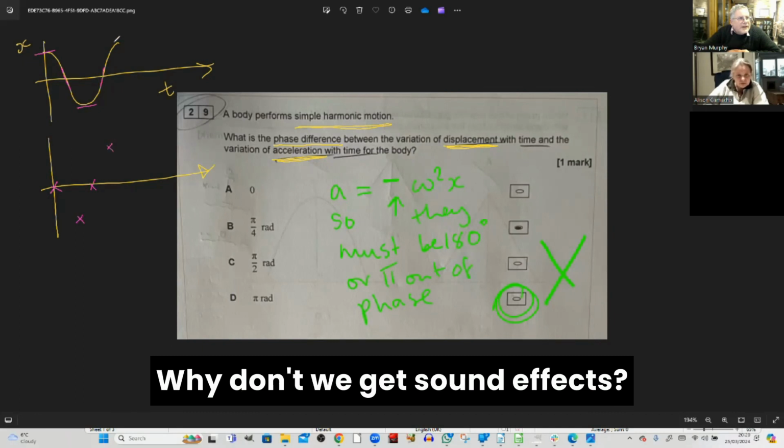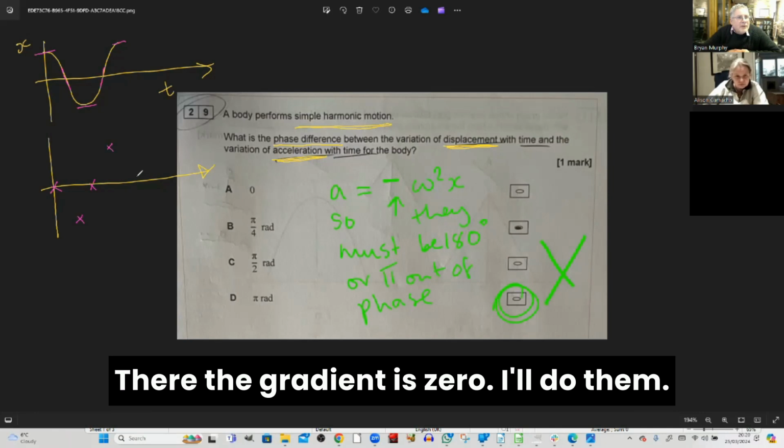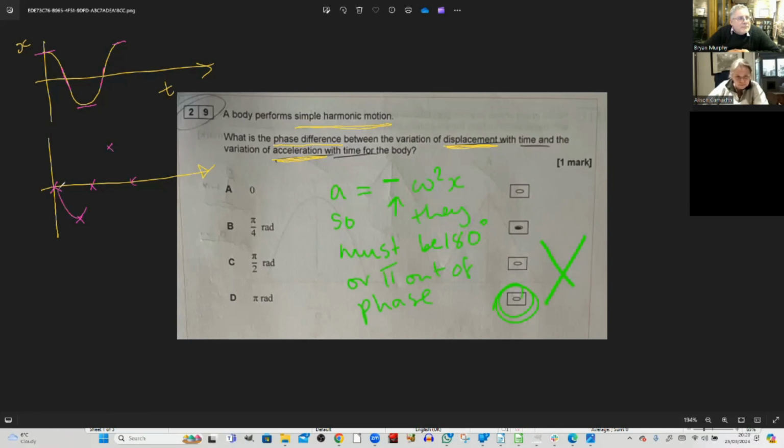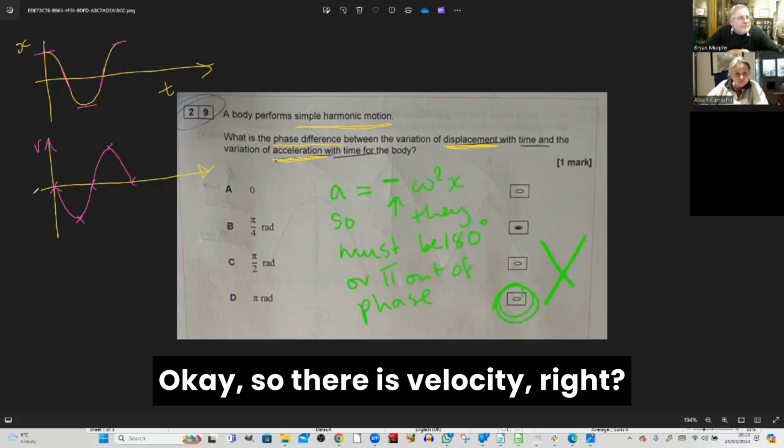Why don't we get sound effects? There, the gradient is 0. I'll do them. I'm sorry. Bow, bow, bow. Okay, so there is velocity.